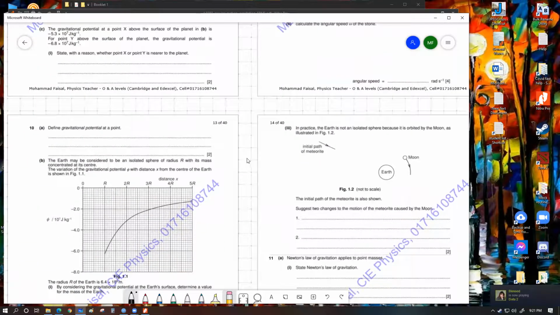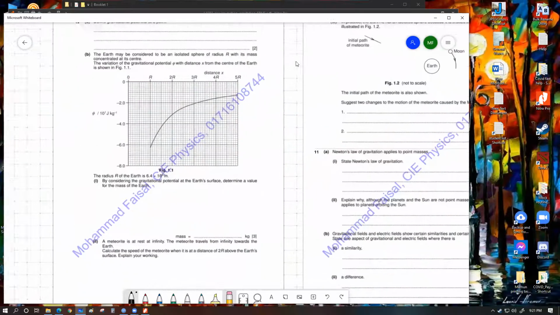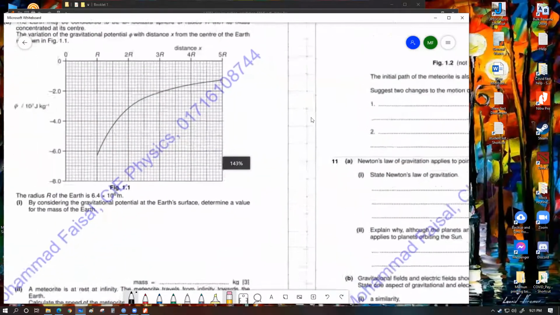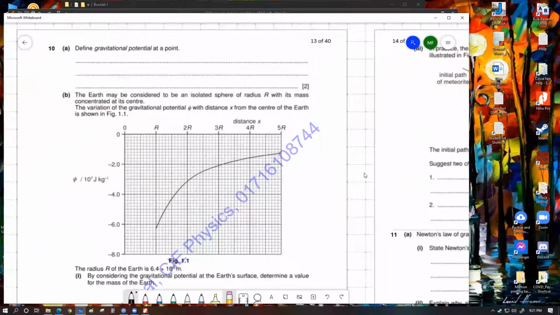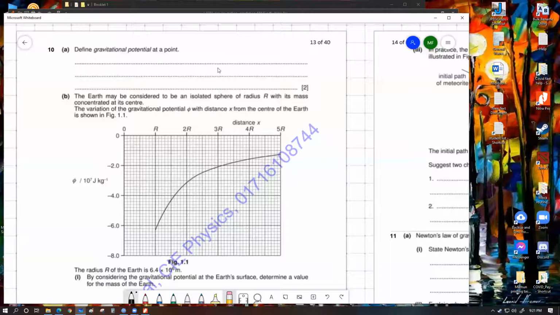Let's go for number 10, where we have a bit of a graph. Define gravitational potential at a point. It's a 2-mark definition, so it's important that you write the definition properly. I might write the definition like this: the amount of work done, or energy needed to be spent, to bring unit mass from infinite distance to any point within a gravitational field is the gravitational potential of that point.